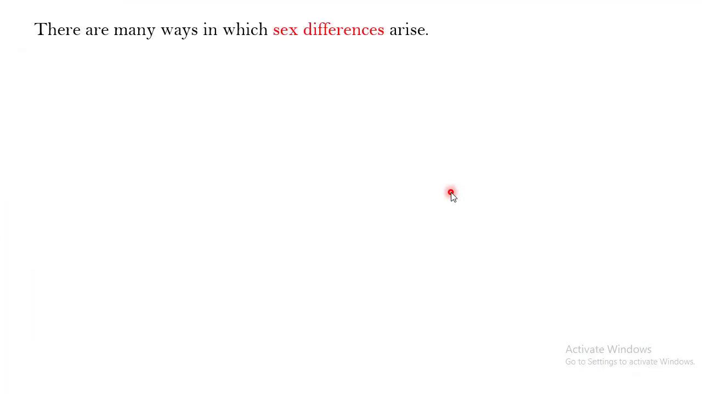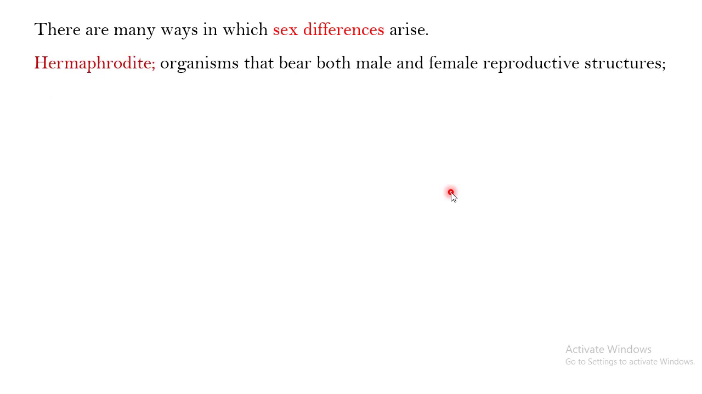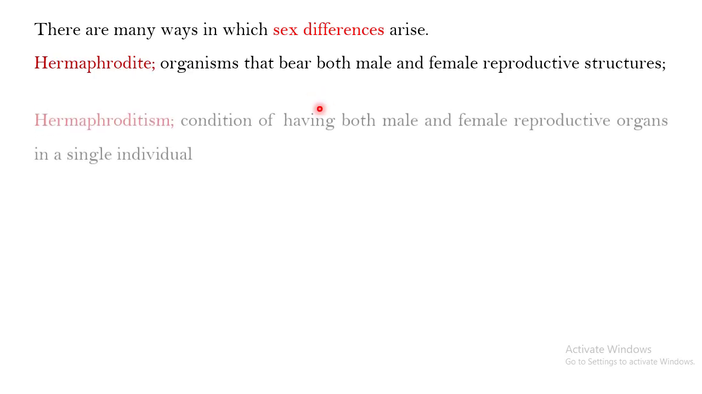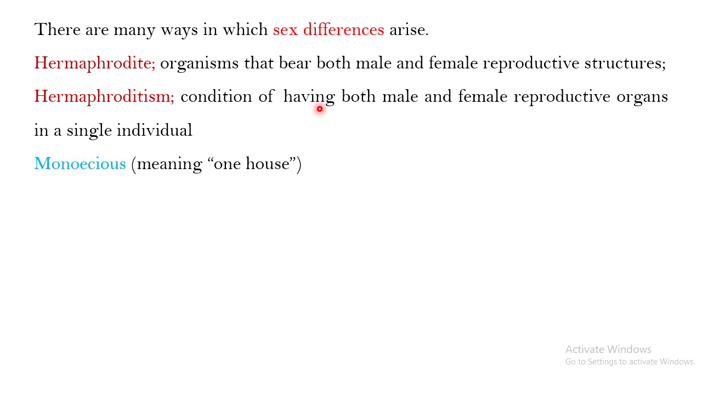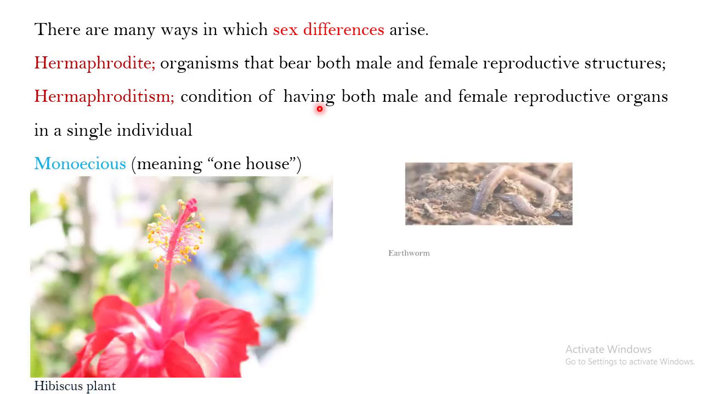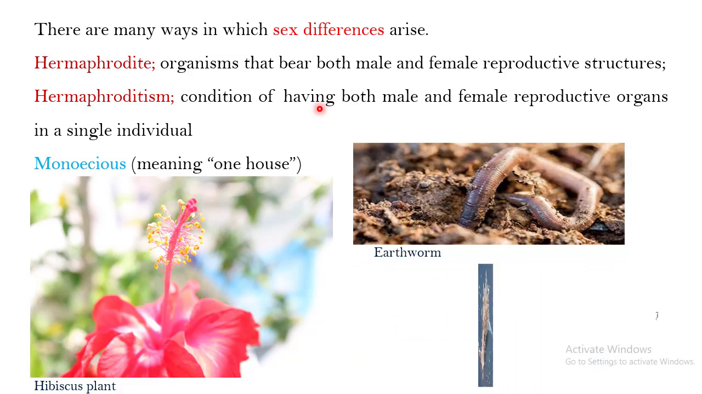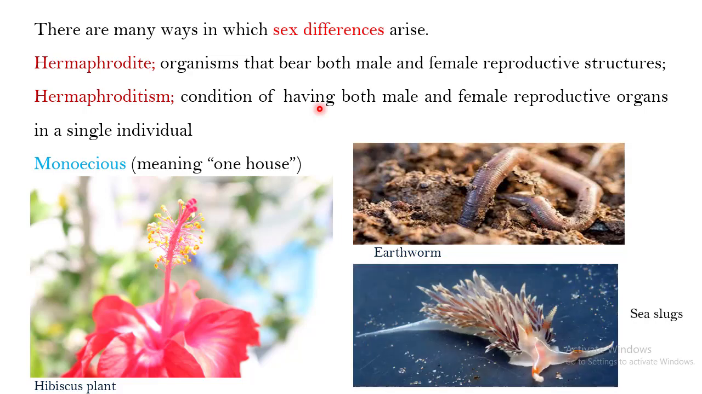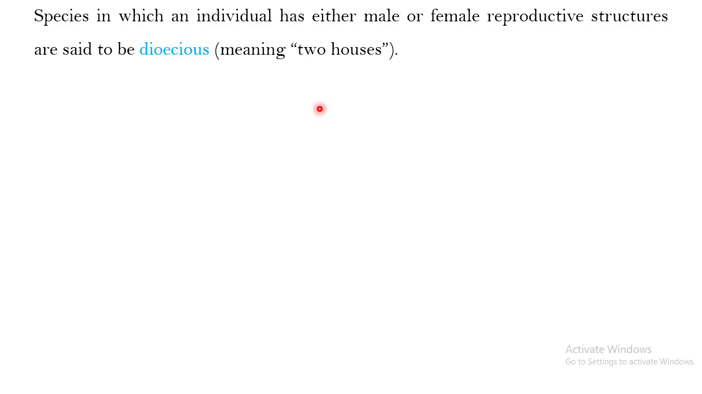In my last video, I told you that there are many ways in which sex differences arise, and there can be two types of organisms. One, known as the hermaphrodite, where an organism has both the male and the female reproductive structures, also known as monoecious organisms. The hibiscus plant, the earthworms, and the sea slugs could be examples from the hermaphrodite family. Then we have dioecious organisms, where an individual has either the male or the female reproductive structures.